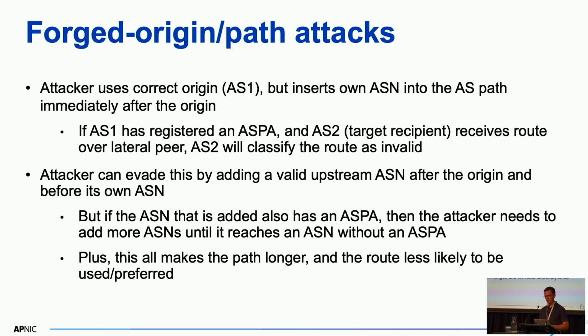Hooray. So the obvious thing for the attacker to do is add one of those provider ASs in the path between AS1 and its own AS. But of course, this makes the path longer and less likely to be accepted. And there's this recursive aspect to it where if the provider AS itself has an ASPA, then the attacker needs to add more ASs to get the route to be valid, again making it longer and less likely to be accepted. So that's a useful property of this as well.